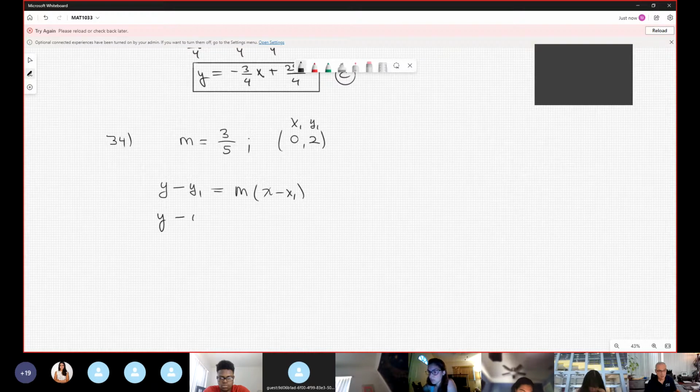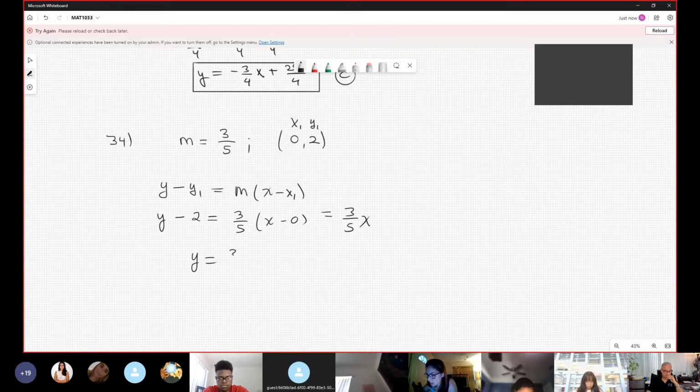Y1 is 0. Slope is 3/5. No, y1 is 2. No, y1 is 34. You are right, I am wrong. Y minus y1 equals slope times x minus 0. X minus 0 is x, 0 is invisible, not necessarily apply distributive property. It's 3/5 x. Finally, y is equal to 3 over 5 x plus 2. End of the story.